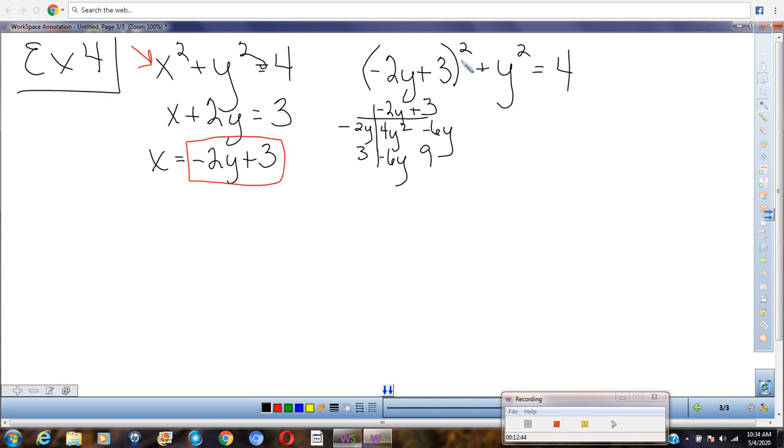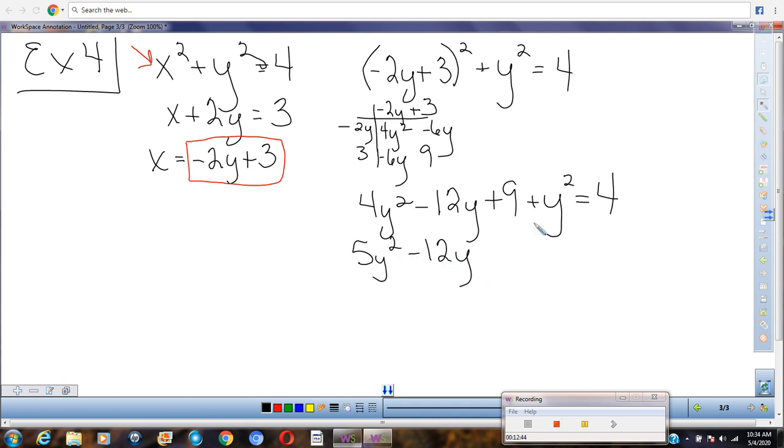So in this first part, when we multiply or square that out, we get 4y². Adding our diagonals together, minus 12y plus 9. And then plus y² equals 4. Alright, and this was when we squared it out. Combining like terms, we're going to have 5y² minus 12y. Now I'm going to subtract my 4 over at the same time as combining like terms and setting this equal to 0. So I have plus 5 equals 0.